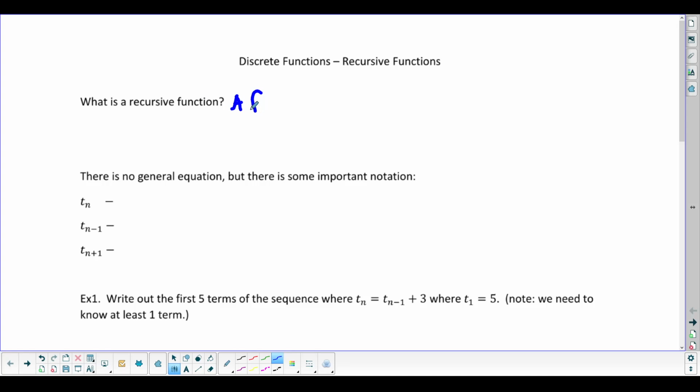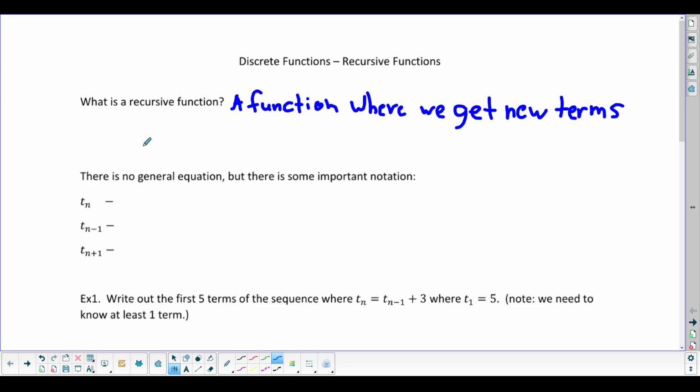It's a function where we get new terms in the sequence using previous terms.